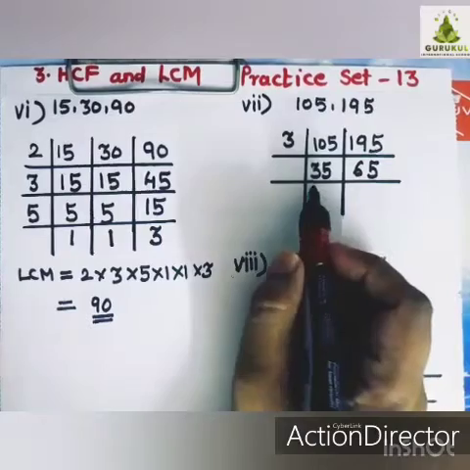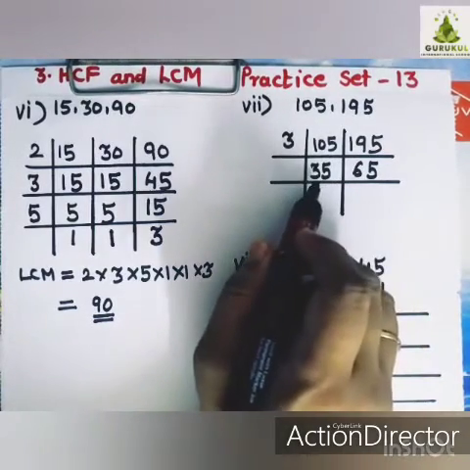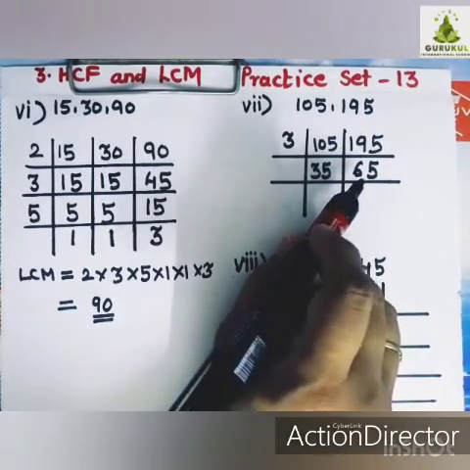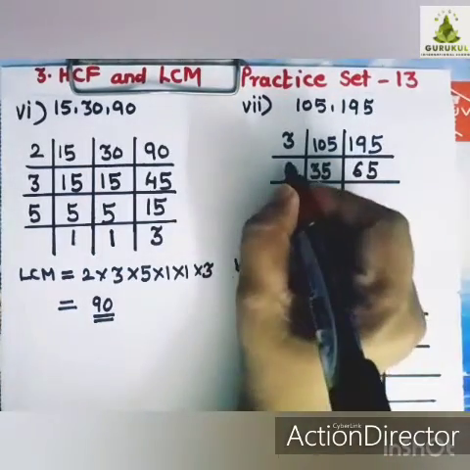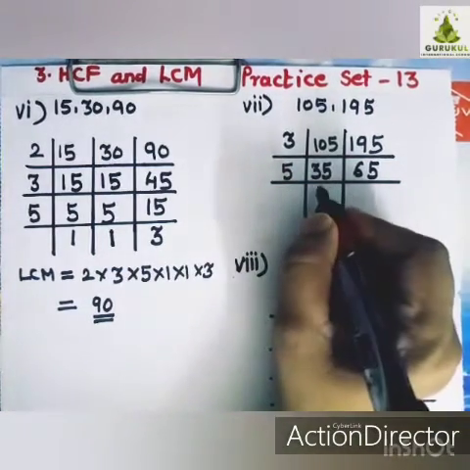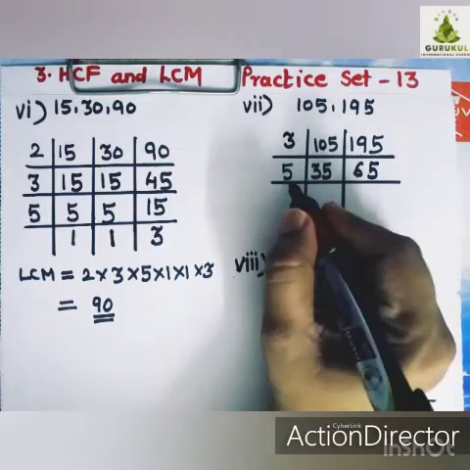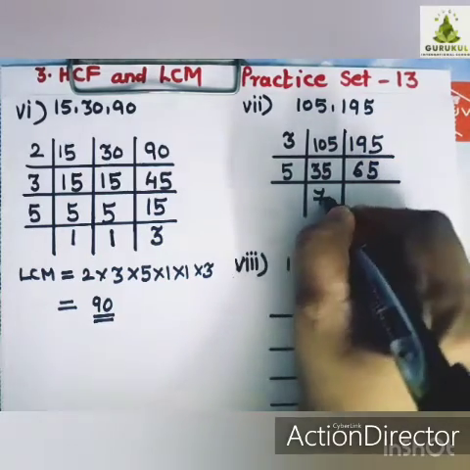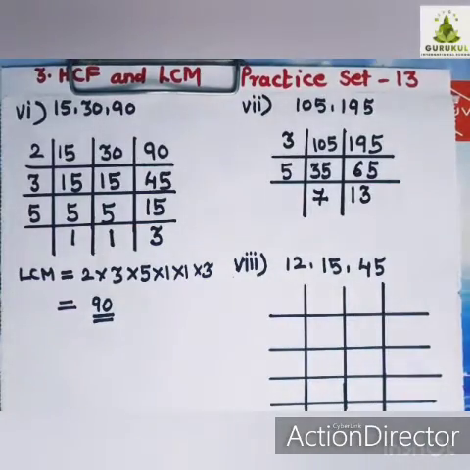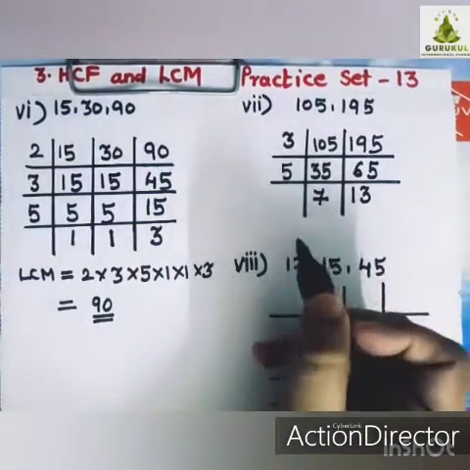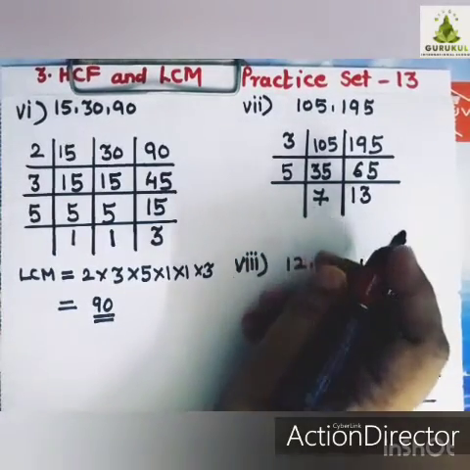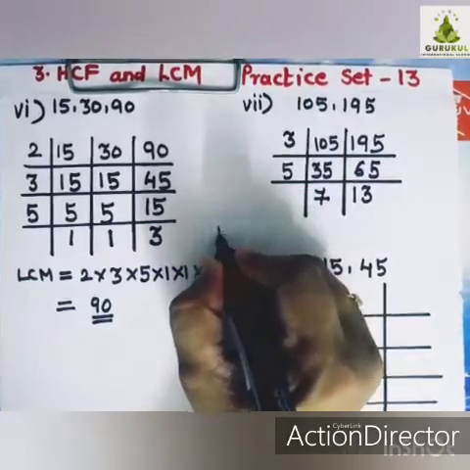Okay. Now if you see, you cannot divide it by 3 further, because 35 doesn't come in the table of 3. 65 also doesn't come in the table of 3. So we have to try with the 5. 35, correct? 35 divided by 5. 5 sevens are 35. 5 ones are 5, 5 threes are 15. Correct? So, what you get now here? 7 and 13 both are prime numbers. So, we have to stop and we have to write the answer.